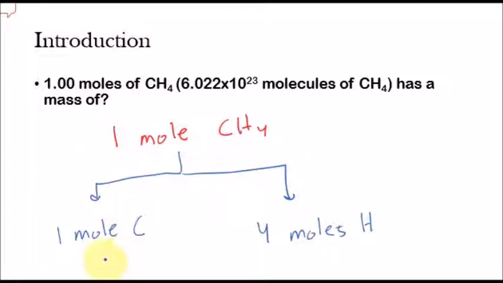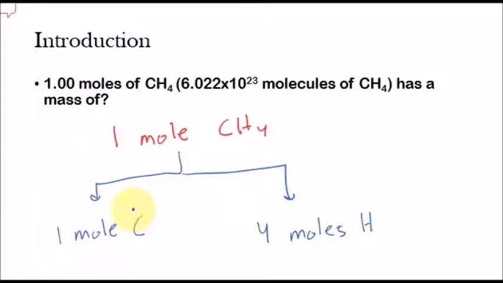So if you wanted to find what the mass of 1 mole of CH4 would be, you can find the mass of 1 mole of carbon and then the mass of 4 moles of hydrogen, add them together, and then you get the mass of 1 mole of CH4. So really what you're doing here is breaking it down to its elements. So we know 1 mole of carbon.